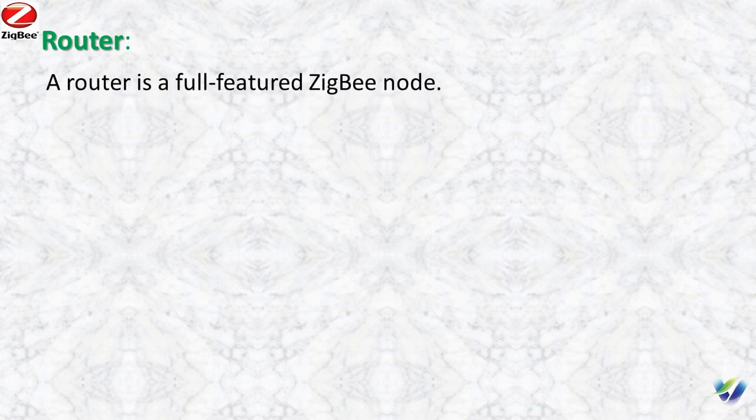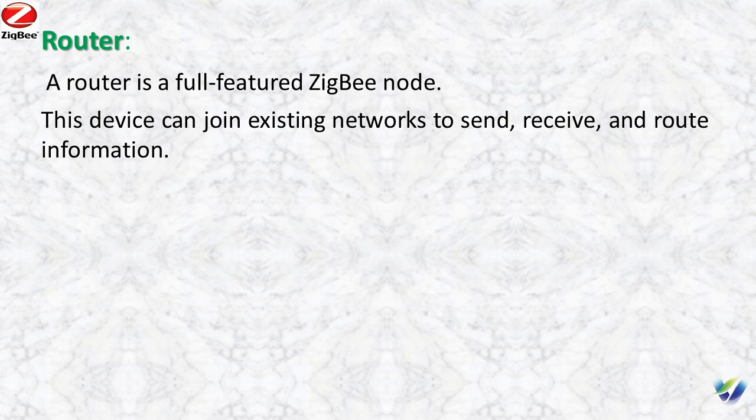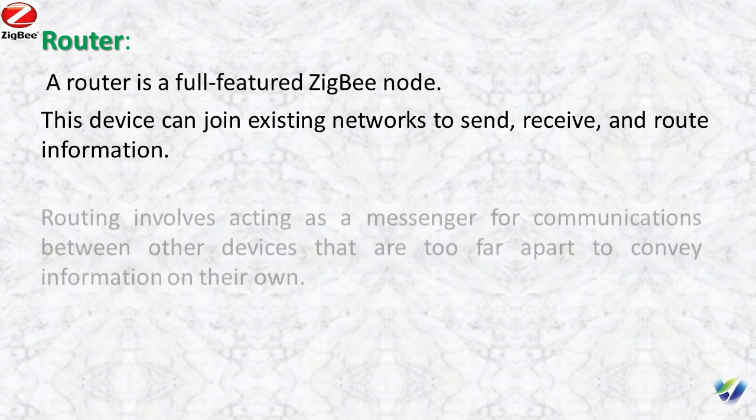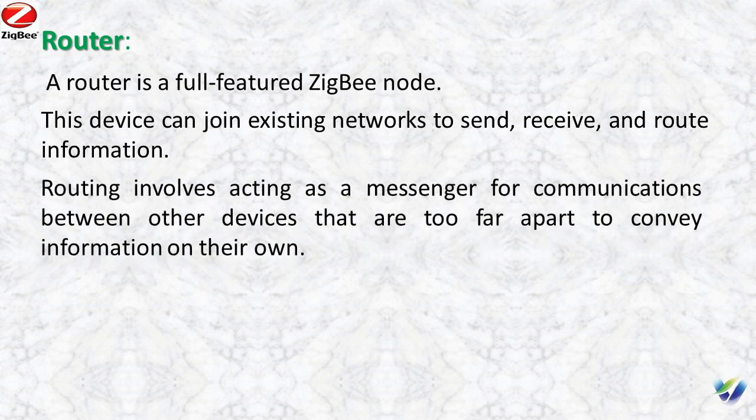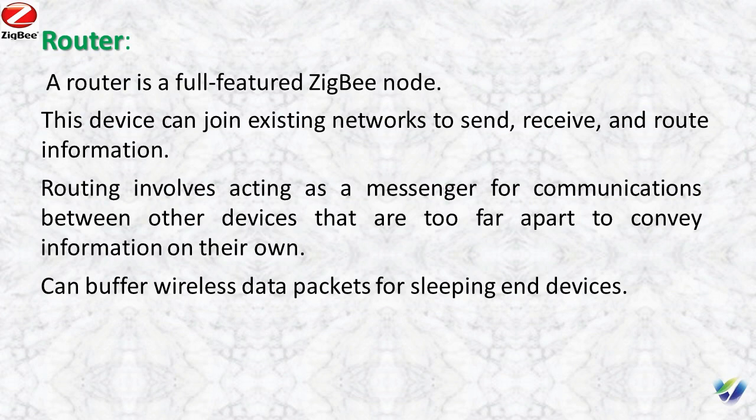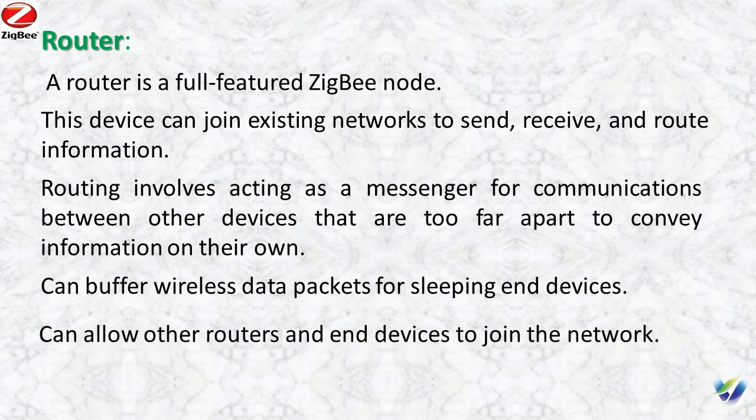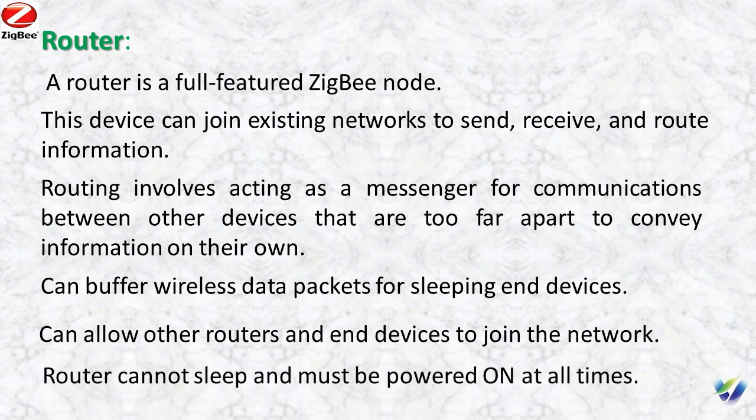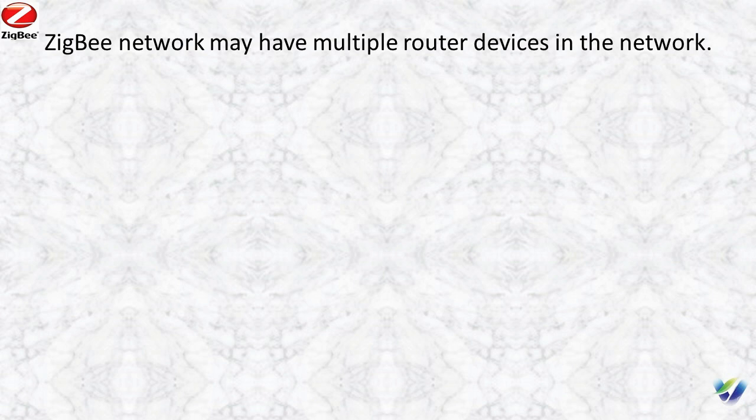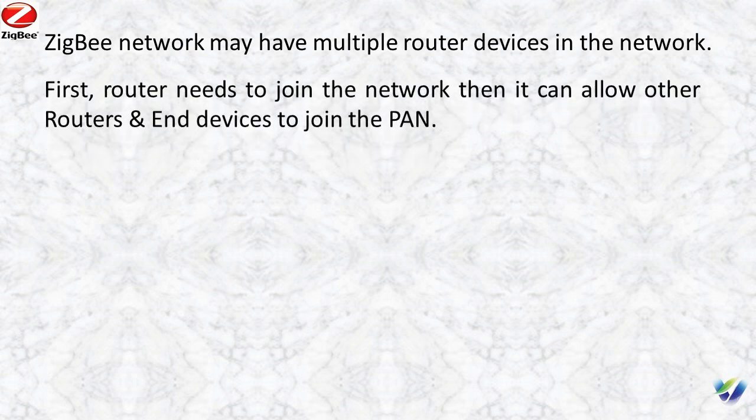Router. A router is a full-featured ZigBee node. This device can join existing networks to send, receive and route information. Routing involves acting as a messenger for communications between other devices that are too far apart to convey information on their own. Router can buffer wireless data packets for sleeping end devices. It can also allow other routers and end devices to join the network. Router cannot sleep and must be powered on at all times. ZigBee network may have multiple router devices in the network. First, router needs to join the network and it can allow other routers and devices to join the PAN.